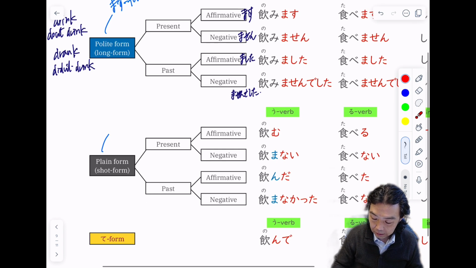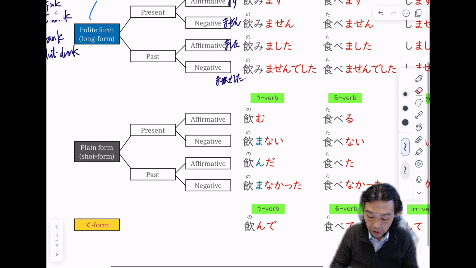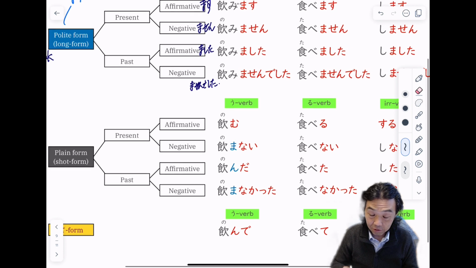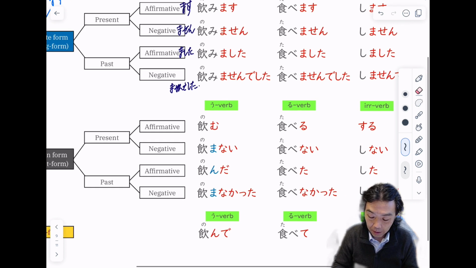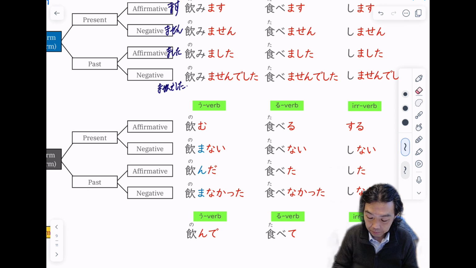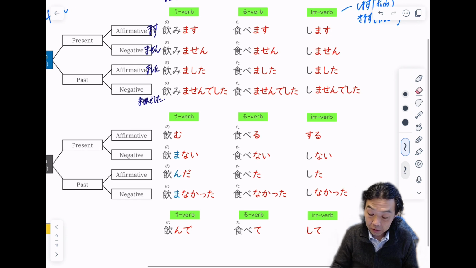So let's go to the plain form. So here, the verb types matter, right? So this is where you have to think about the different verb types. Okay. Again, we're gonna go backwards. We work on the irregular verbs. Irregular verbs, you just have to, like I said, memorize.